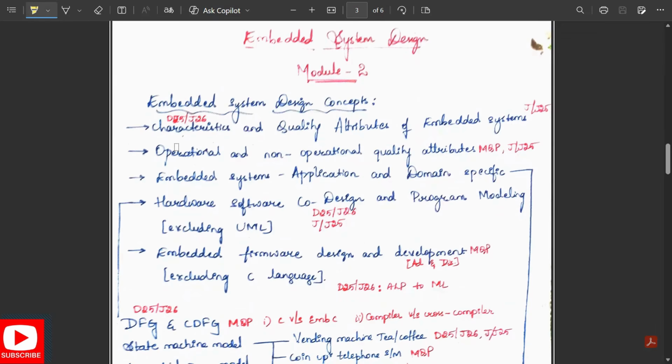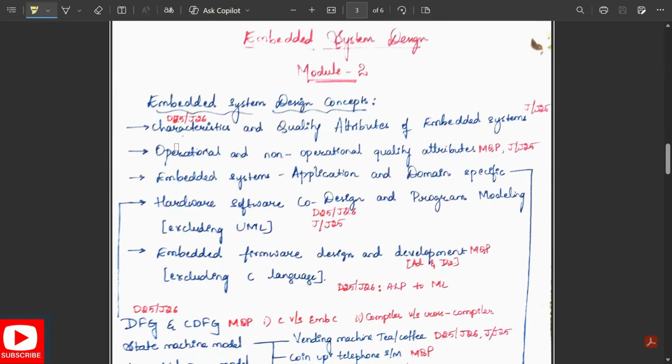This is the Embedded System Design subject of 6th semester, code BEC601. In Module 2 we will be discussing the embedded system design concepts, where we'll be covering the characteristics and quality attributes of the embedded system.